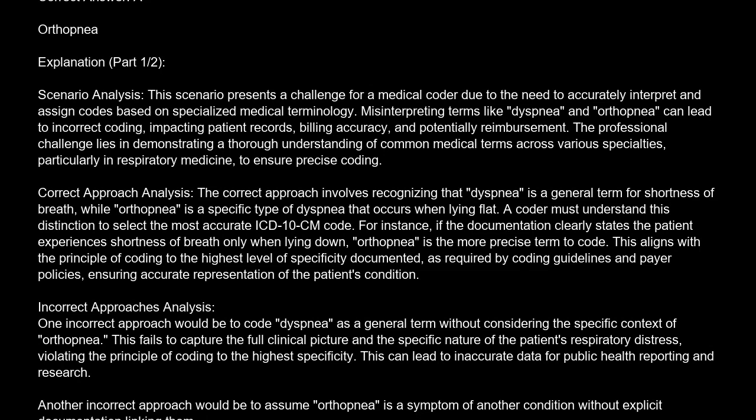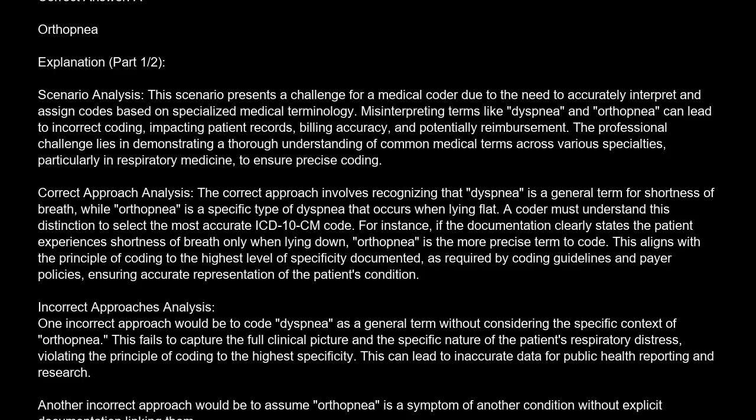The correct answer is A, orthopnea. Explanation. Scenario analysis. This scenario presents a challenge for a medical coder due to the need to accurately interpret and assign codes based on specialized medical terminology. Misinterpreting terms like dyspnea and orthopnea can lead to incorrect coding, impacting patient records, billing accuracy, and potentially reimbursement. The professional challenge lies in demonstrating a thorough understanding of common medical terms across various specialties, particularly in respiratory medicine, to ensure precise coding.